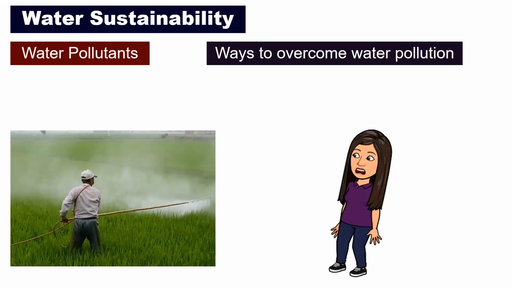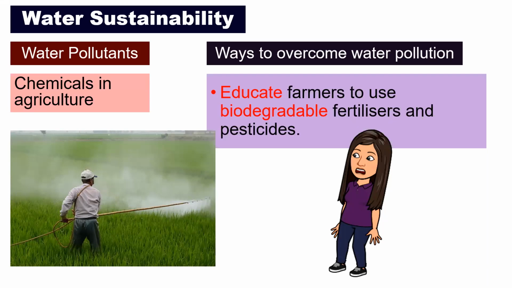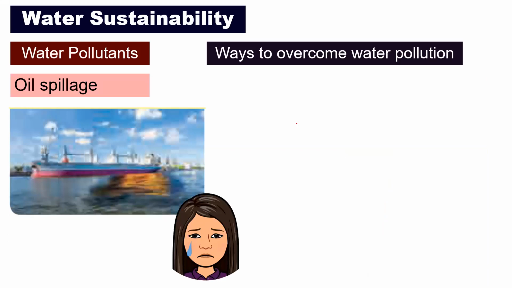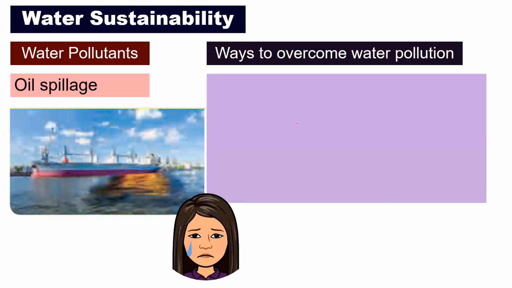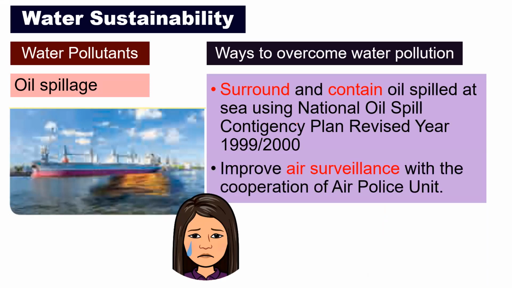I can't remember when. And also chemicals in agriculture. We must teach the farmers to use good fertilizers and good pesticides, so that they don't use the ones that are so harmful for us. When oil spillage happens, we can actually surround and contain the oil. There's a way to do it. And then we can check. Use air surveillance. If there's oil there, quickly make sure we know how to overcome this problem.